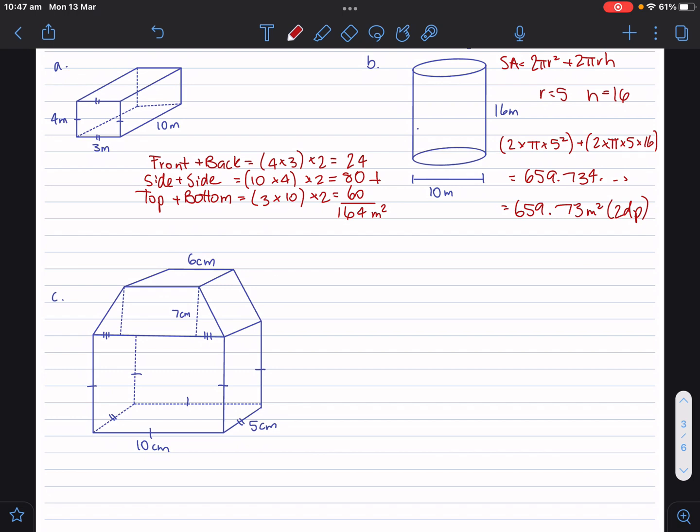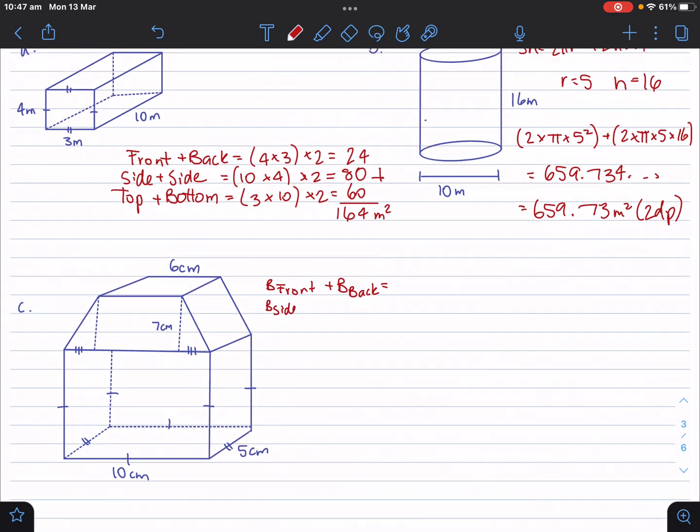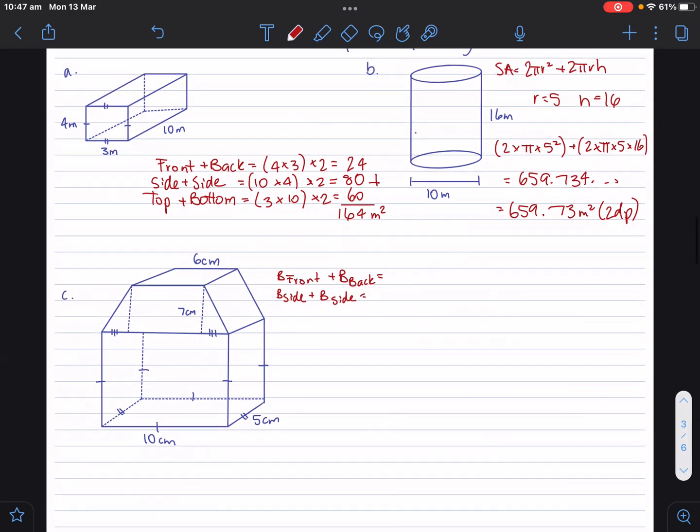So let's do bottom front plus bottom back, sorry. They're identical. Then we have bottom side plus bottom side. And then we're going to have just the base. Now that's all of the bottom done there. Let's do the top now. You have top front plus top back, that's identical. You have the whole top, that top there.